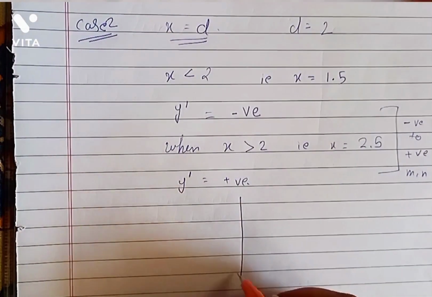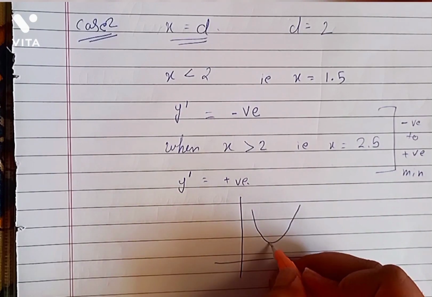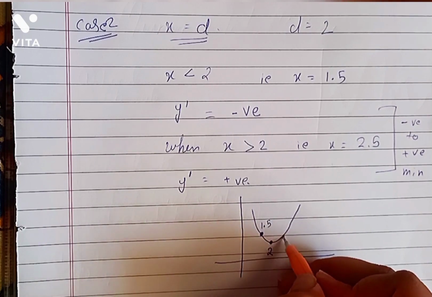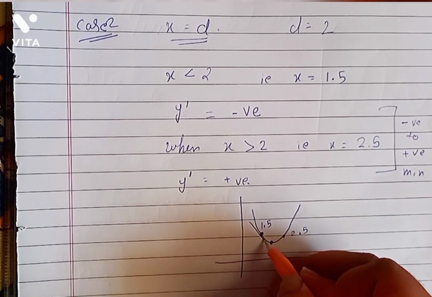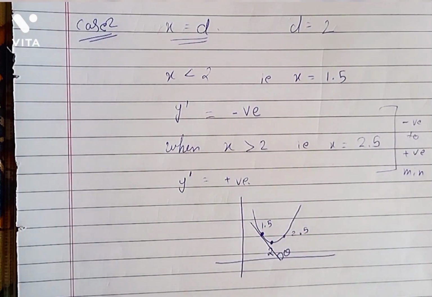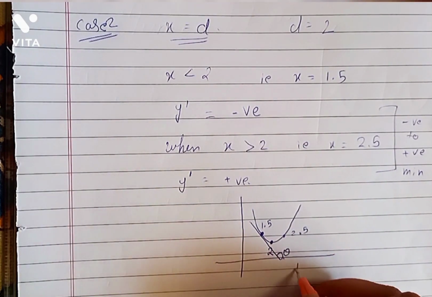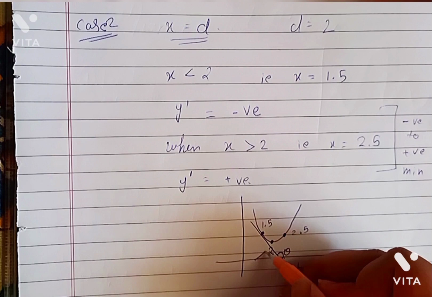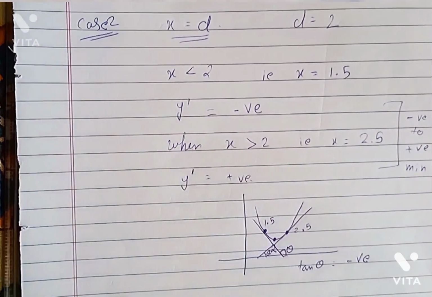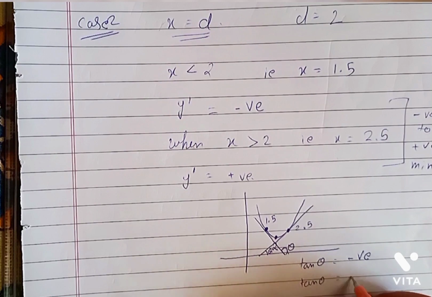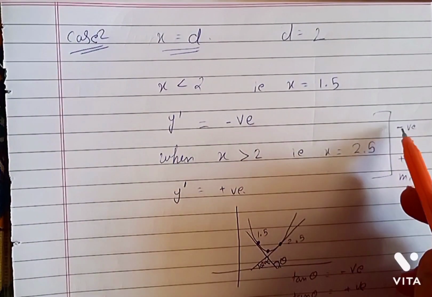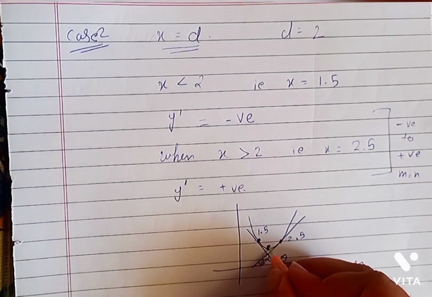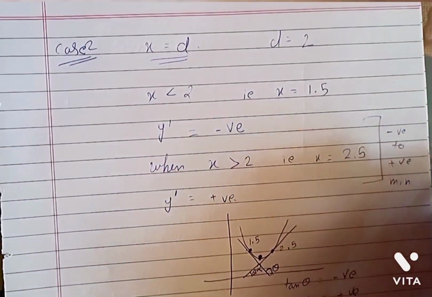How? Again see in the graph. I have taken D as 2. Now this is the point 1.5, this is 2.5. Now when I make a tangent over here, I got theta as obtuse. This is an obtuse angle, so tan theta would be negative over here. When I take 2.5, I got theta to be acute, so tan theta will be positive. That only I got, firstly negative to positive, which means this is a minimum point. So from this we got the minimum point.